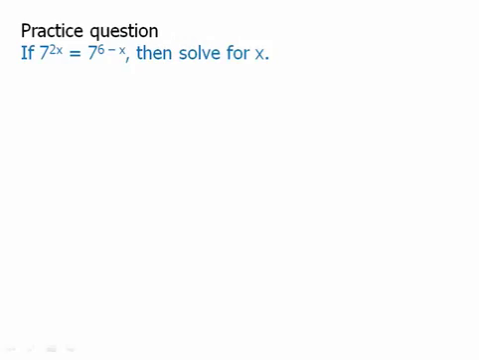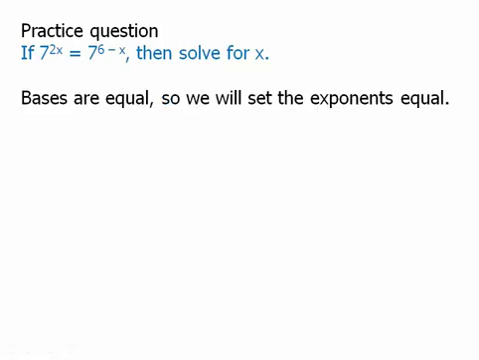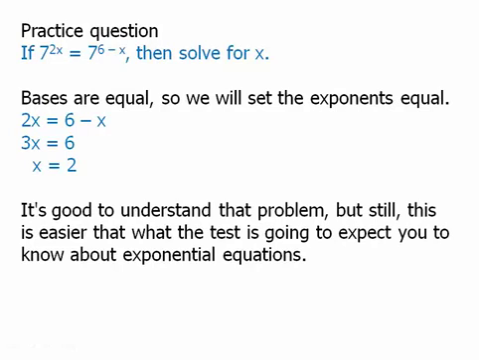Here's a practice question. Pause the video and then we'll talk about this. Okay. So those bases are already equal. We have a base of 7 on both sides of the equation. All we have to do is set the exponents equal and then solve. We'll add x to both sides, divide by 3, we get x equals 2. It's good to understand that problem, but still this is easier than what the test is going to expect you to know about exponential equations.